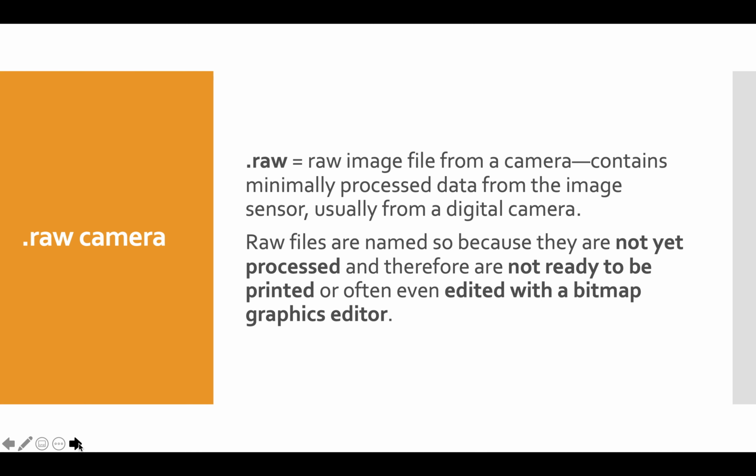And as I just mentioned, RAW files, I just want to touch on them because especially for those of you who are photographers or who take photography, you've probably run into RAW files. So it's the raw data from the camera that hasn't been processed in any way. A lot of your professional digital cameras will allow you to shoot in RAW, and if you can, shoot in RAW. They're not processed. So that also means that they are not ready to be printed, and they're not ready to be edited with a bitmap graphics editor like Photoshop.